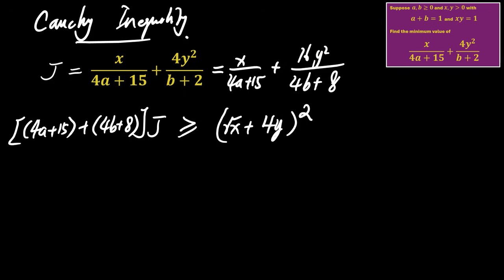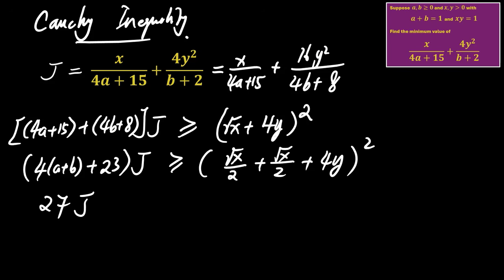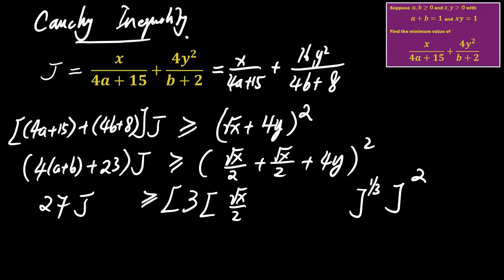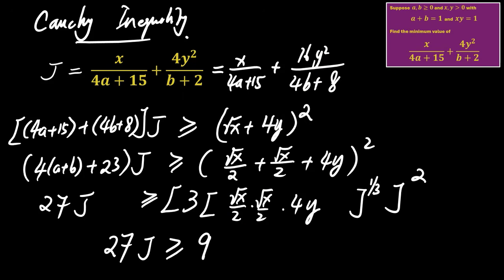On the left hand side, that is 4 times a plus b plus 23, which gives 27J. For the right hand side, we can write square root x over 2 plus square root x over 2 plus 4y. And the right hand side is actually greater than or equal to, using AM-GM inequality here, 3 times the product to the power 1 over 3 of square root x over 2, square root x over 2, and 4y. And note that this is xy, and therefore this will be 9. So 27J is greater than or equal to 9, and J will be greater than or equal to 1 over 3.